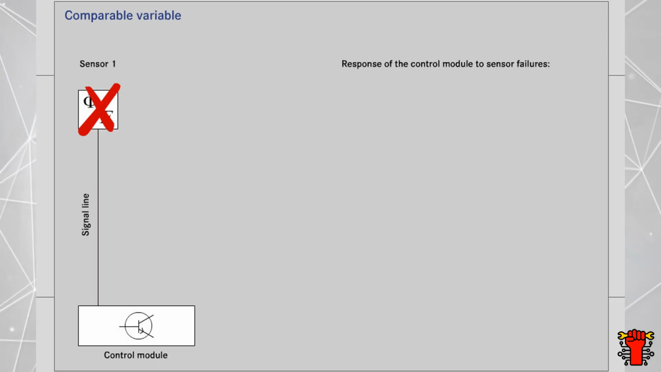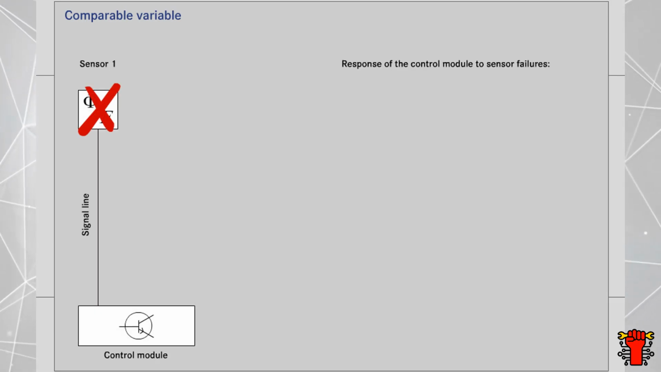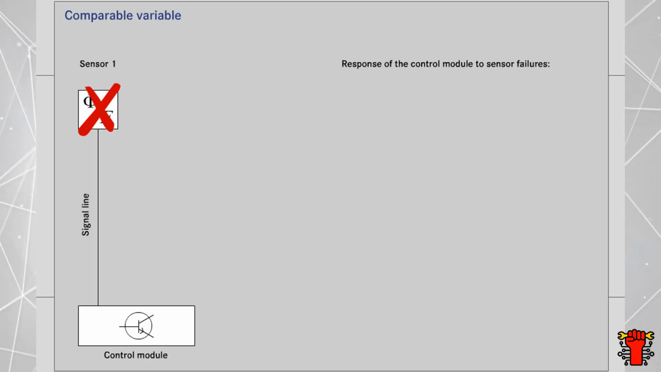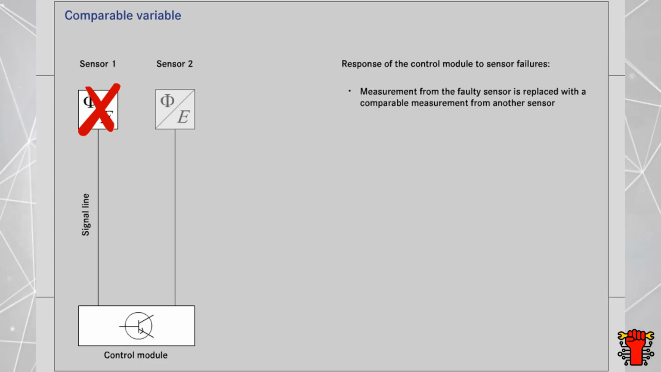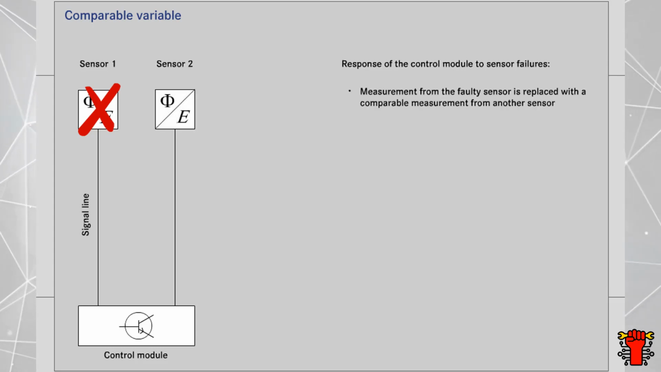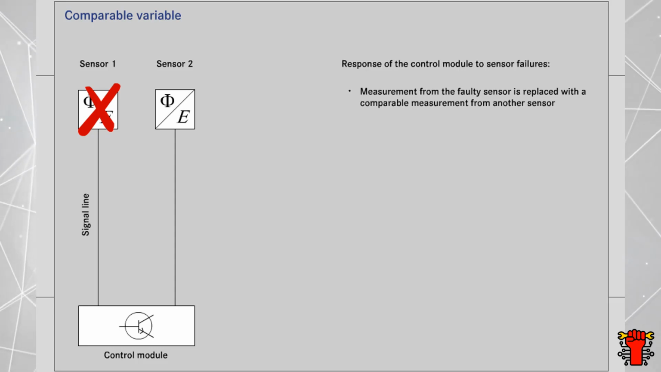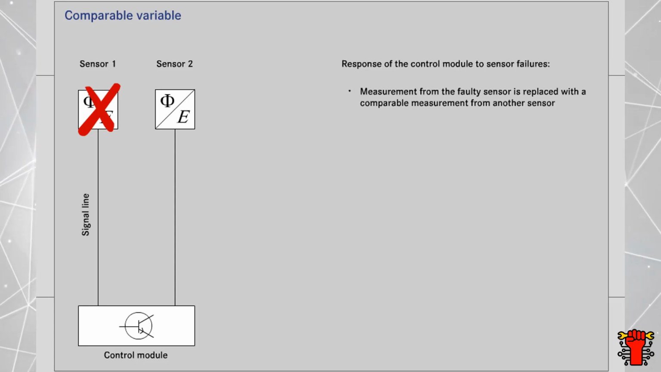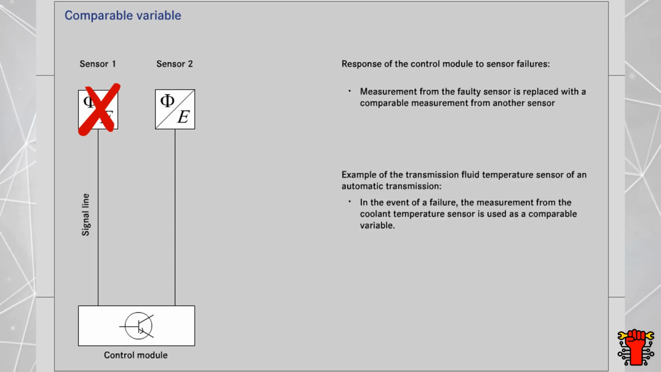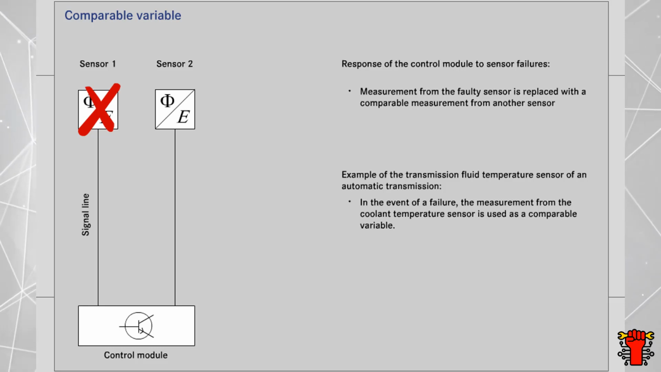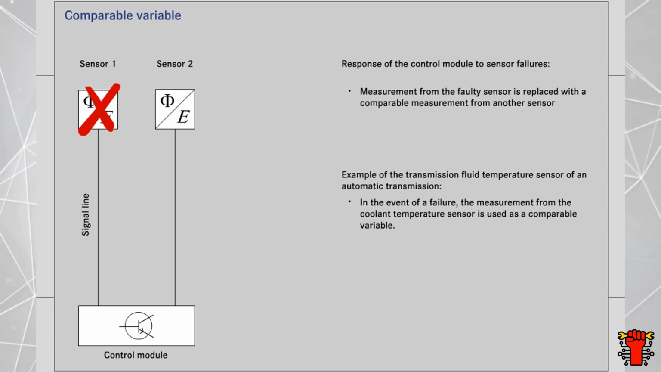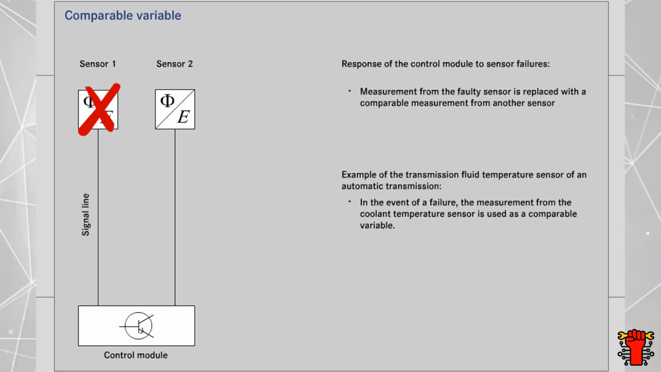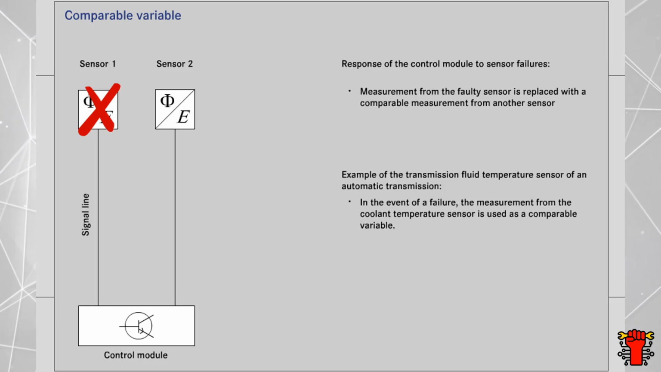When a sensor failure occurs, a control module may respond in a variety of ways, depending on how the software is designed. Instead of using the measurement of the faulty sensor, for example, it may use a comparable measurement from another sensor. If the transmission fluid temperature sensor in the automatic transmission should fail, for example, the measurement from the coolant temperature sensor is used as a comparable variable instead.